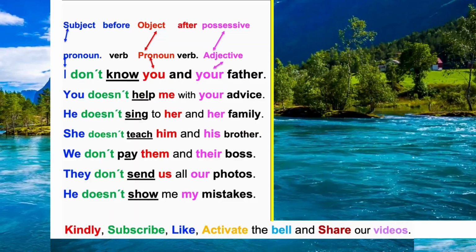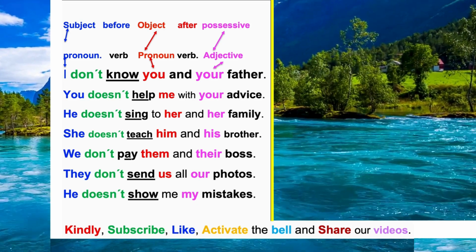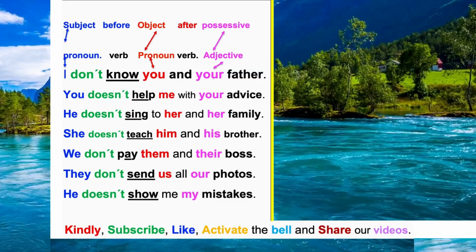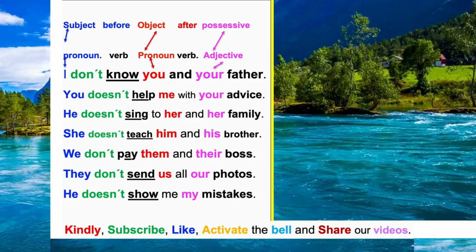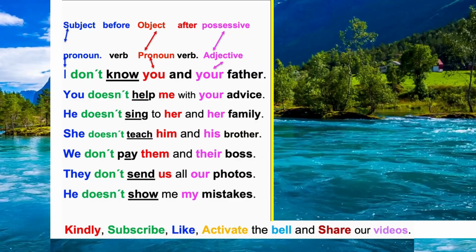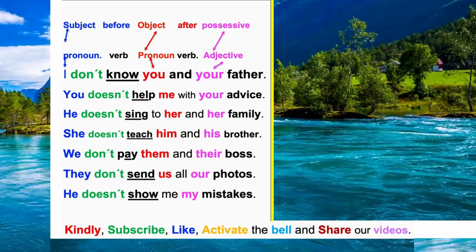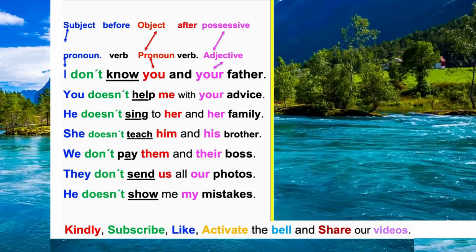Let's repeat after me these examples. I don't know you and your father. You don't, so correct it as I said before, you don't help me with your advice. He doesn't sing to her and her family. She doesn't teach him and his brother. We don't pay them and their boss. They don't send us all our photos. He doesn't show me my mistakes.